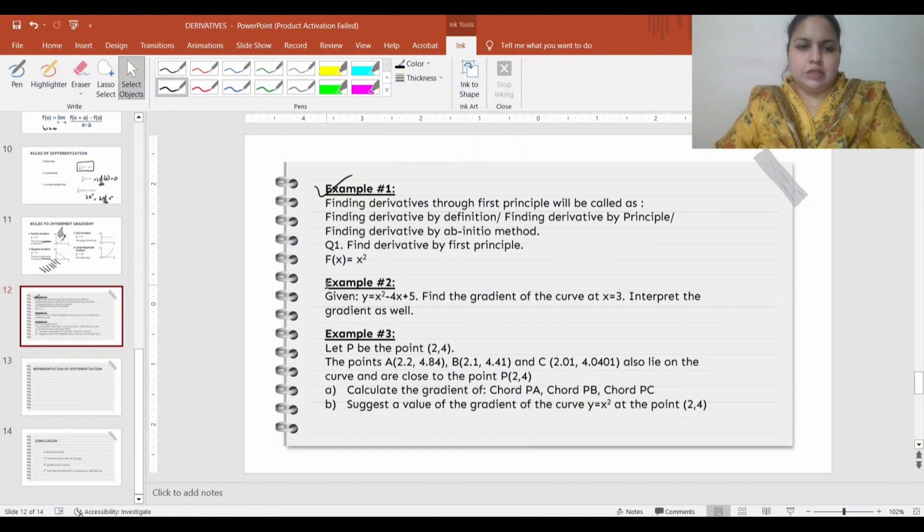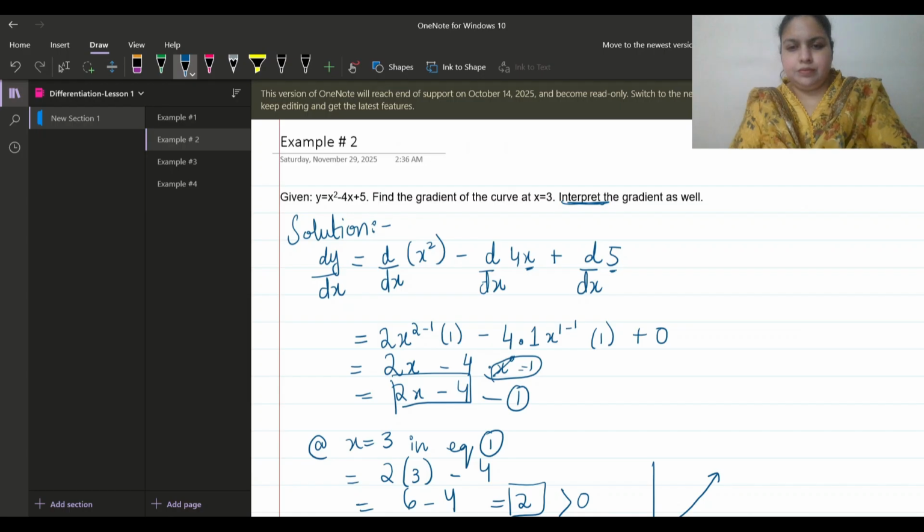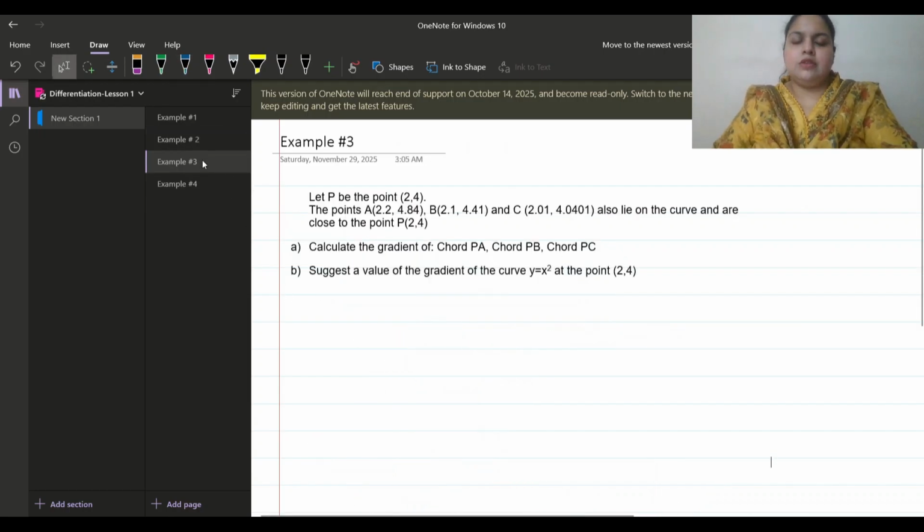Okay, so we are done with example number 2. Now let's come on to example number 3. The question says, let P be the point (2, 4). These points also lie on the curve and are close to the point P (2, 4). First, they're asking to calculate the gradient of chord PA, chord PB, and chord PC.